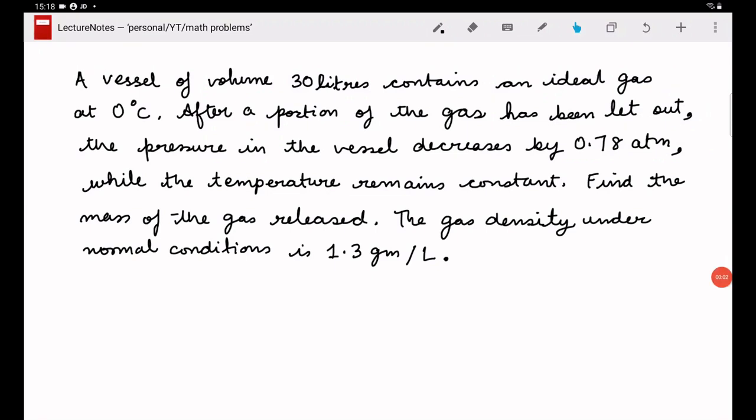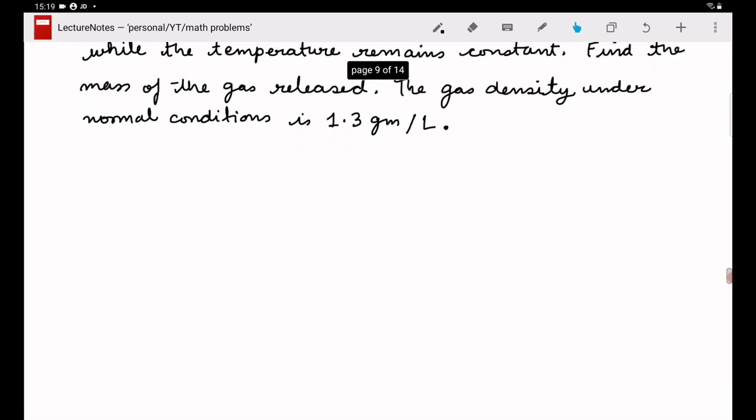Let's begin. The problem states that a vessel of volume 30 liters contains an ideal gas at 0 degrees Celsius. After a portion of the gas has been let out, the pressure in the vessel decreases by 0.78 atmospheres, while the temperature remains constant. Find the mass of the gas released, and the gas density under normal conditions is given to us as 1.3 grams per liter.